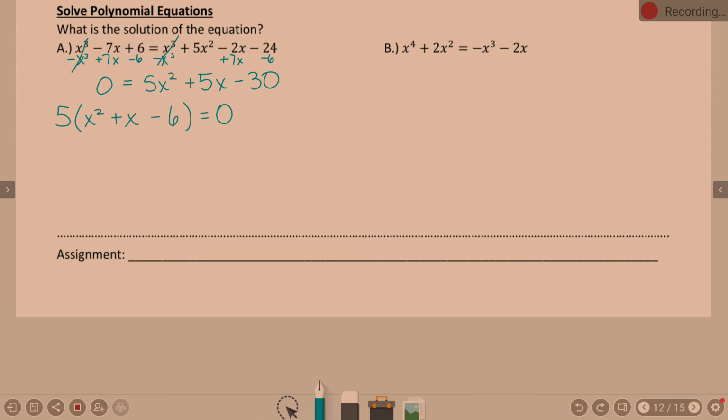This problem just became a lot easier. Now, some of you may be saying it did, which is fine. Focus inside the parentheses: x squared plus x minus 6 equals 0. If I'm trying to solve this, I'm going to cross my fingers and hope that it can factor.